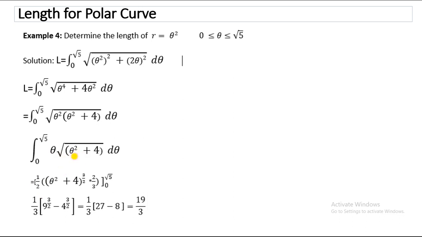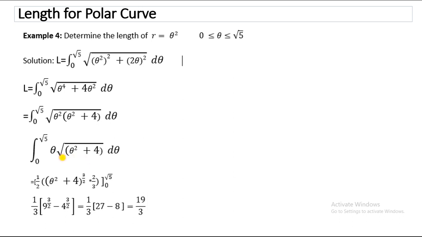Integration of this: theta square plus 4 to power half, I will have theta square plus 4 to power half plus 1, which is 3 over 2, because half plus 1. Divided by 3 over 2, I will multiply by 2 over 3.